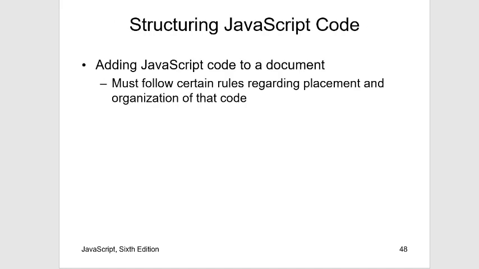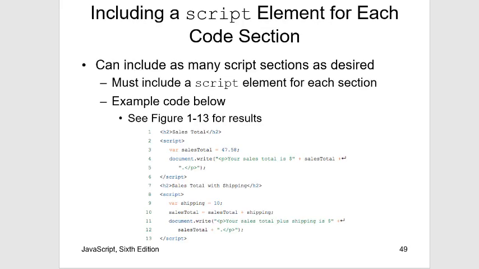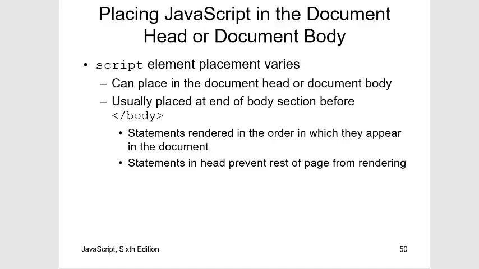When we add JavaScript to code, we follow certain rules regarding placement. You can include as many script sections as desired, but you need a script element for each section you're working on, as shown in the examples below. We can also place JavaScript in the document head or document body. If you place it in the document head, you put it before the document body, and the statements will be rendered in the order in which they appear.